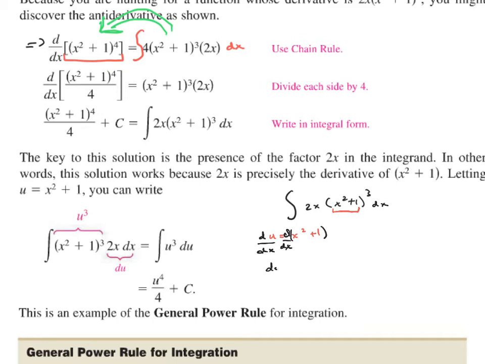So on the left, we would simply have du dx, and on the right, we would have, well, the derivative of x squared plus 1 is 2x. So I do it a little bit differently than the book does. The book solves for du. What I do is I solve for dx.